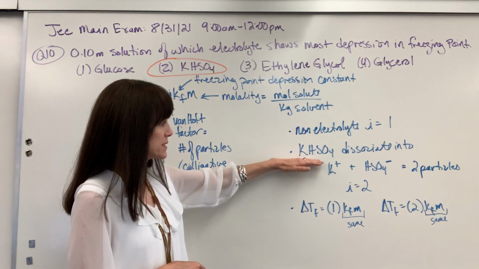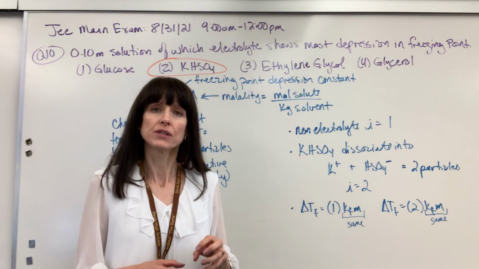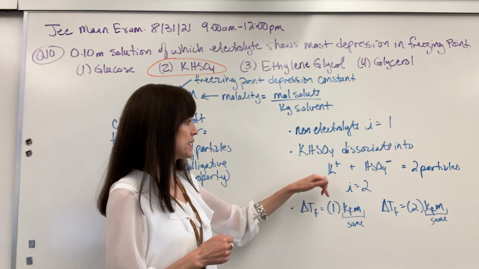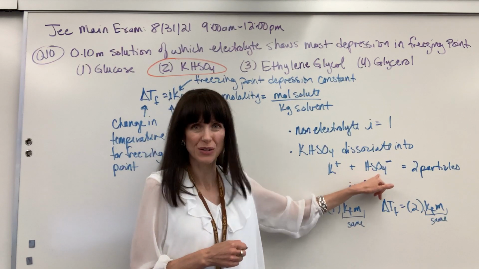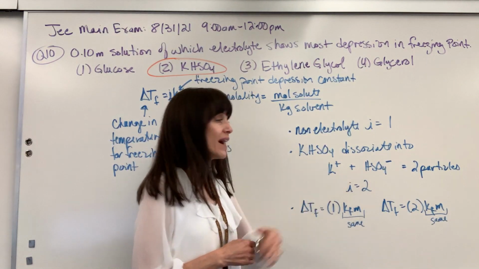And now look at the potassium hydrogen sulfate. It dissociates into 2 particles. So you're just dissociating into the cation and the anion. We're going to have the potassium cation and the hydrogen sulfate anion, and that's 2 particles, 1, 2. So the i is 2.